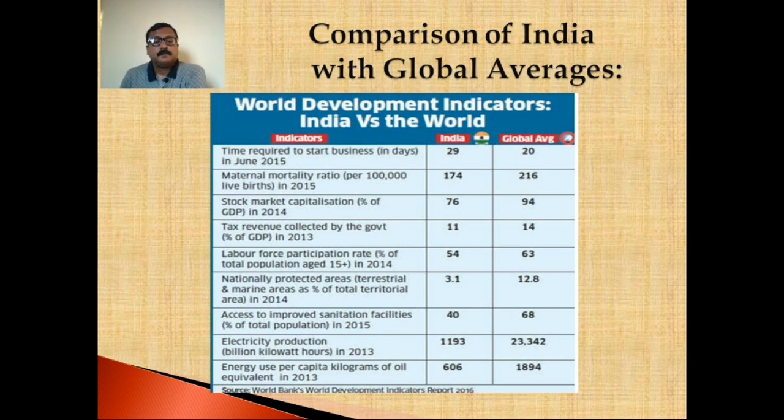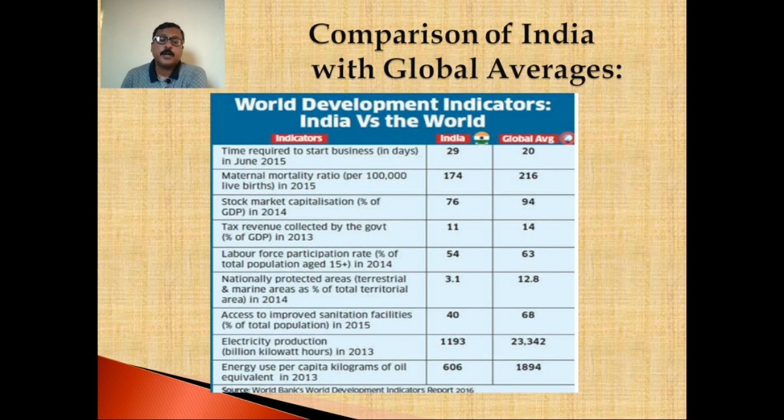Then nationally protected areas in India it is 3.1, the global average is 12.8. Access to improved sanitation facilities, percentage of total population in India it is 40, global average is 68. That means 40% of the people in India enjoy improved sanitation facilities, whereas the global average is 68.